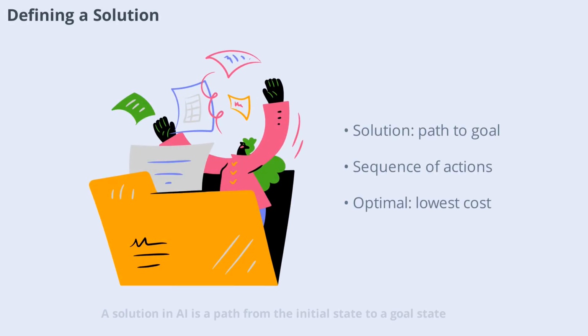A solution in AI is a path from the initial state to a goal state. This path is made up of a sequence of actions that transform the initial state into the desired goal. The quality of a solution is measured by its path cost, with the optimal solution having the lowest cost.